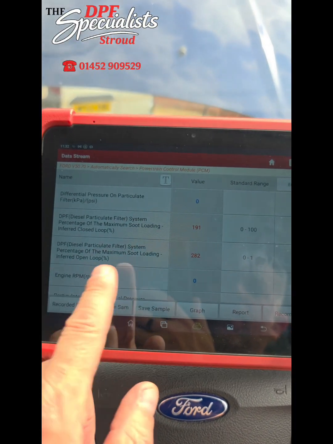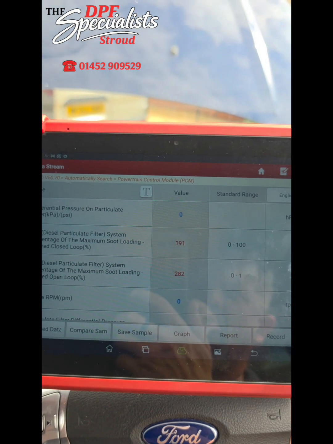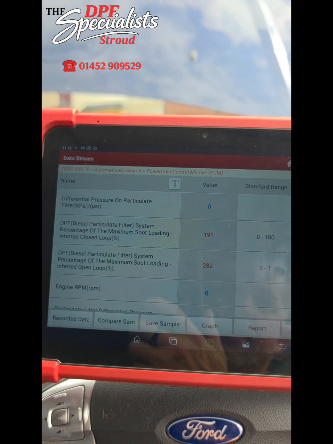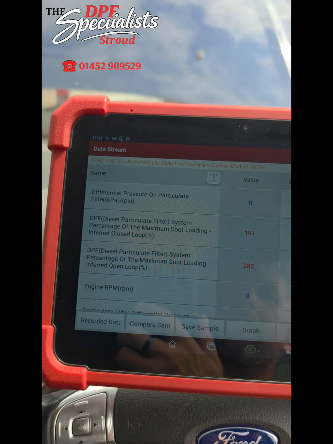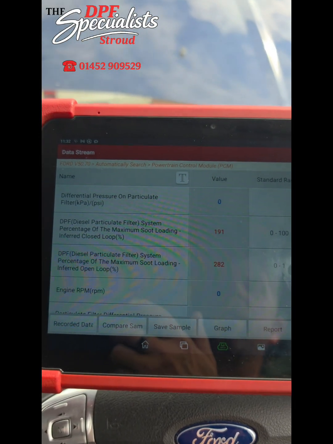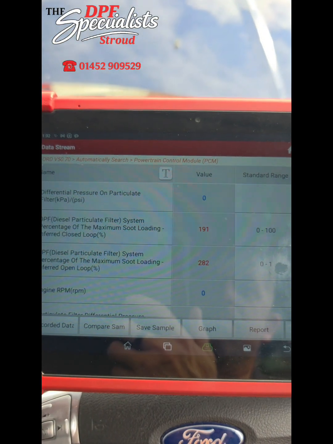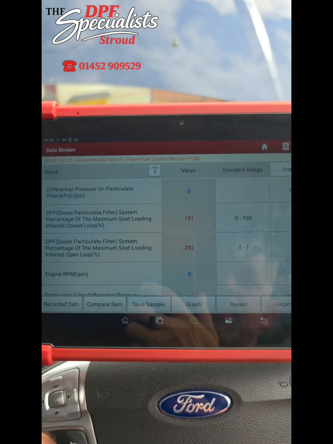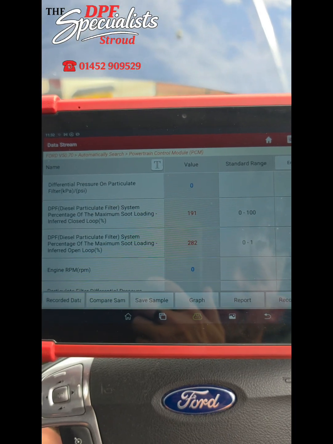So we've got the differential pressure. This is with ignition on, engine off. So we've got 0 HPA, so there's no build-up of pressure at the moment. The differential particulate filter percentage maximum soot loading, 191%. You're going to say to me now, how is that possible? It can't go over 100%. Like I said, it's just a calculation.